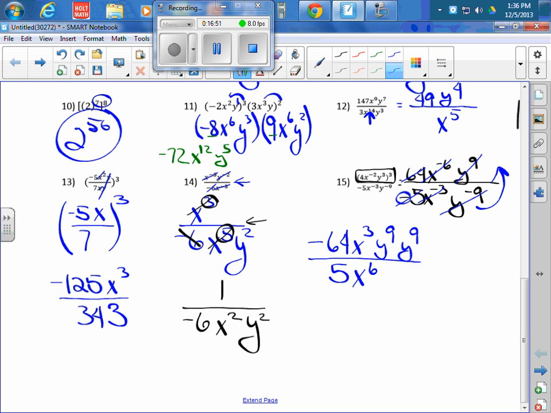What do we actually have in the numerator? Right. Check it out. We're going to have negative 64 over 5. That doesn't reduce. X to the third over x to the sixth. 6 minus 3 is 3, so x to the third in the denominator. But what do we have in the numerator? Yeah, y to the 18th. We're going to add those two exponents.